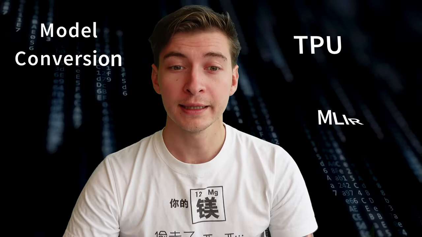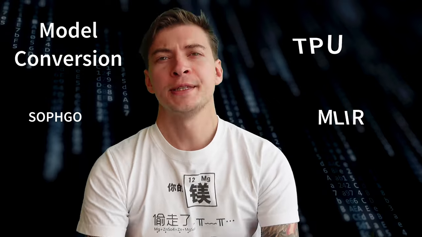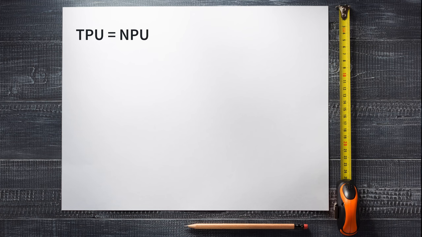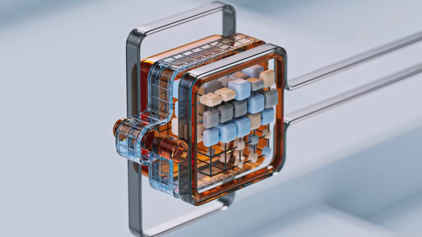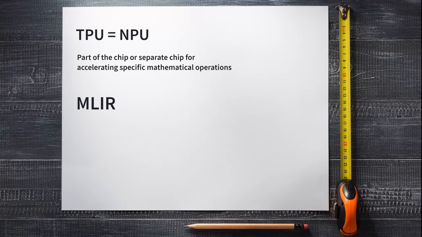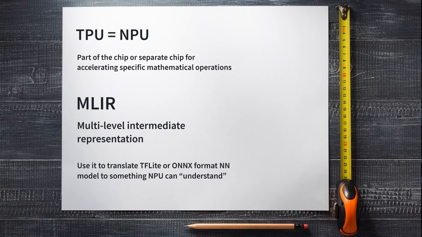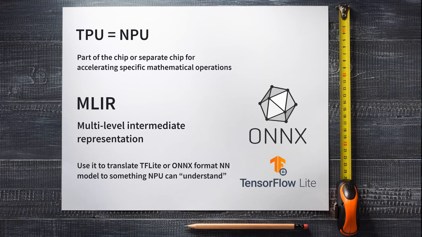Okay, that was a lot, let me unpack it. TPU is the tensor processing unit, and in this case it means pretty much the same thing as NPU or neural processing unit. Just a part of the chip specifically made to process certain operations like matrix multiplication faster. MLIR is a multi-level intermediate representation. I need a whole video to explain what it is, so grossly oversimplifying, it is a compiler framework. Using it, we can take the stuff in one form, in this case, a neural network graph as a TFLite or ONNX file, and transform it into something that the neural processing unit would understand.